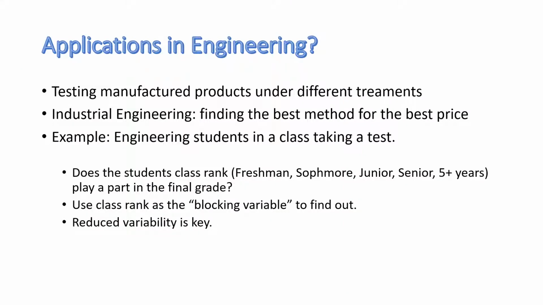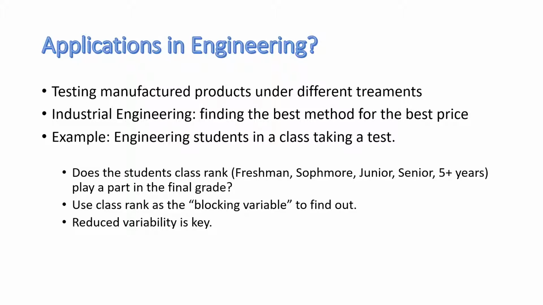We can use the application of randomized block design in testing manufactured products or industrial engineering, which is like finding the best methods for the best price. One example is that a sample of engineering students of all class ranks are going to take a test. You want to be able to predict what the results will be and believe that the student's class rank may play a part in them.